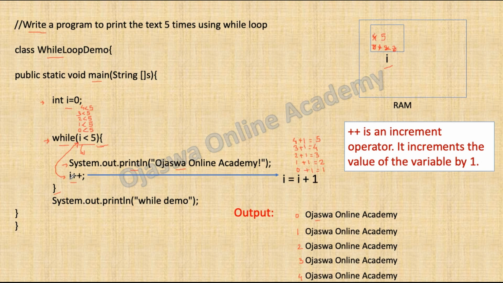After i++ is executed, control of the program goes to the condition. The value of i is 5. 5 less than 5, the condition is false, and when the condition is false, the control of the program does not go inside the loop. So from here, control of the program will come to the next statement written after the loop, and the statement System.out.println will be executed. Now the text "while demo" will be printed to the console. This is how we have iterated the loop from 0 to 4 and printed the text 5 times to the console without repetition of the code.